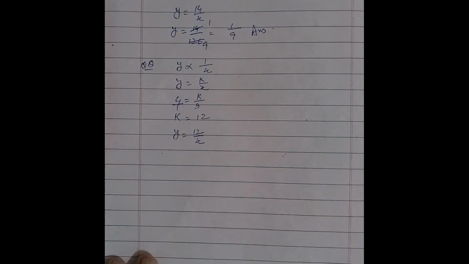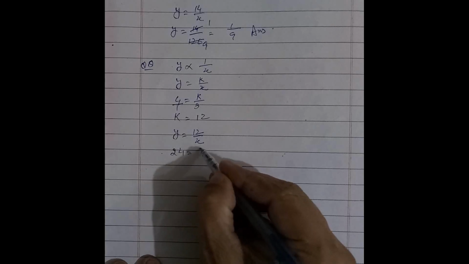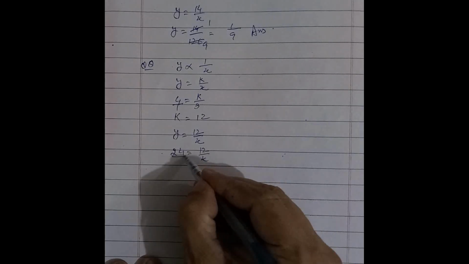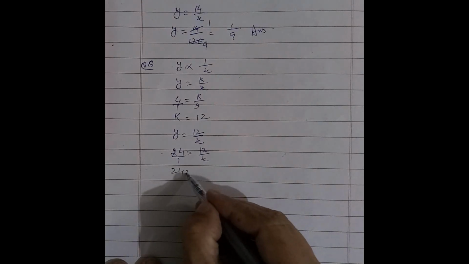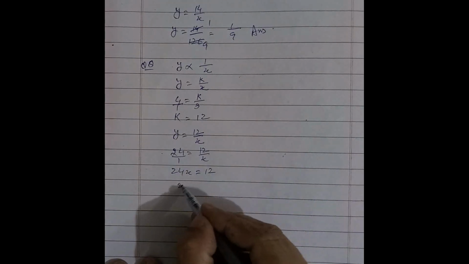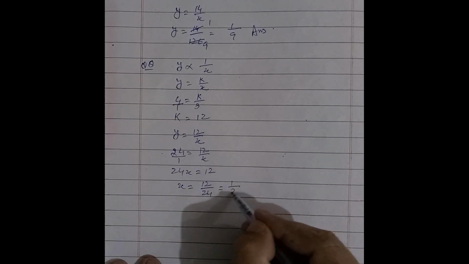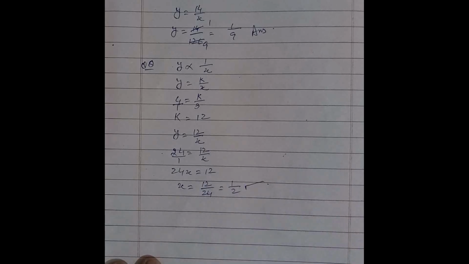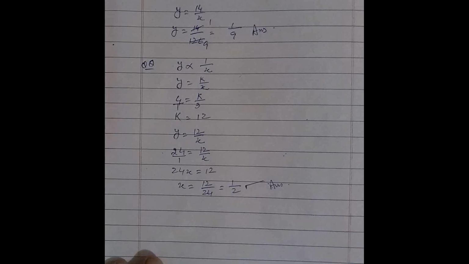And then we find the value of x when y is equal to 24. So we put the value of y, which is 24, equal to 12 over x. By cross multiplying, we have 24x is equal to 12, and x is equal to 12 over 24, which is equal to 1 over 2. And that is the answer for x in question 8.